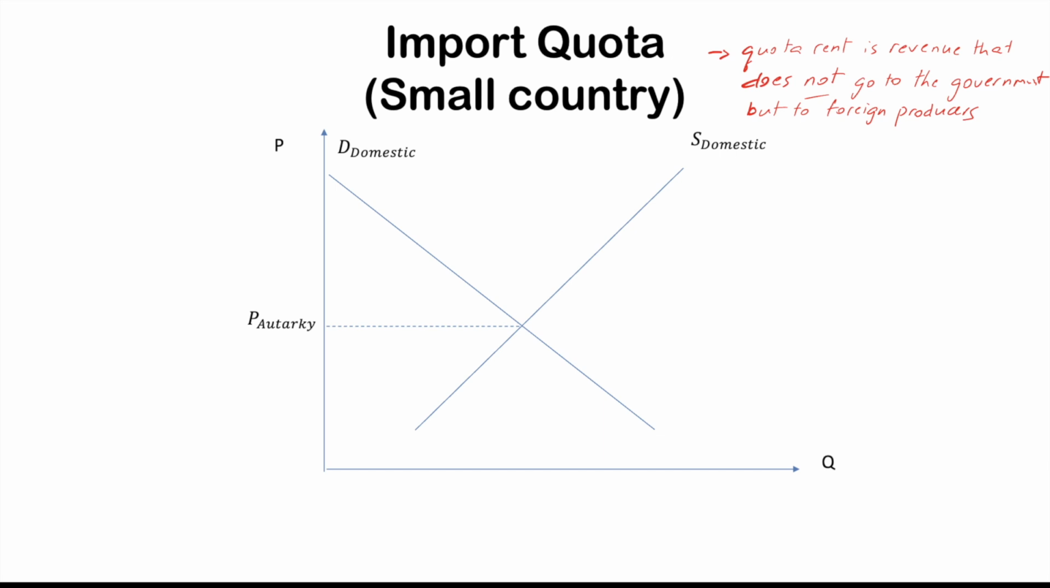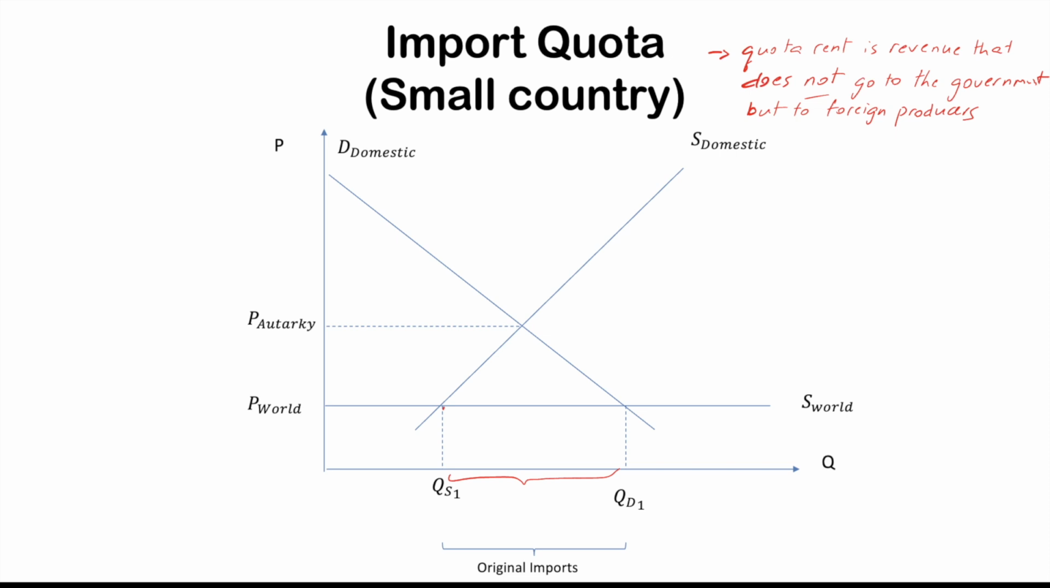This is a small country, which means that it does not have any effect on the world supply or the price in the world of the product. Suppose the country opens to trade and sees a lower world price, and of course, it will start importing the good, and the import will be equal to QD1 minus QS1. So it's this distance here.